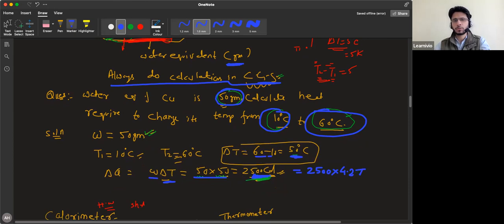Is it clear? Puneep, Adriel, Marita? Yes, sir. Yes, sir. Sir, can you explain specific heat capacity? Yeah, I got disconnected then.